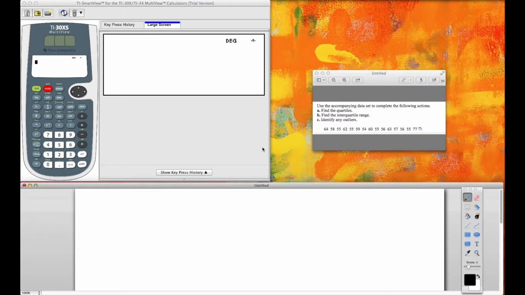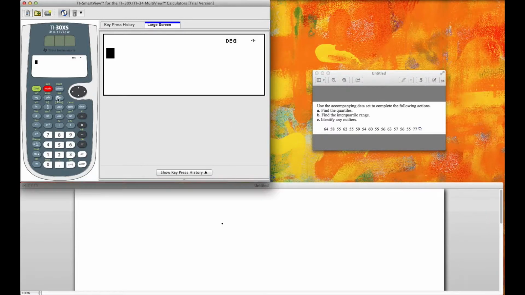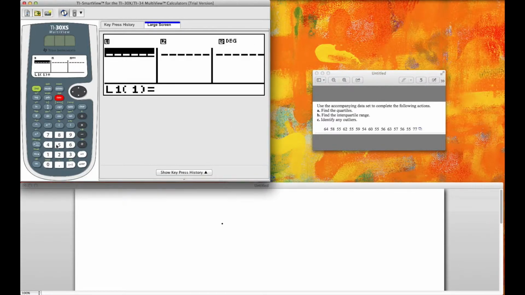In this video, I will show you from a list of numbers how to find the quartiles, the interquartile range, and to identify any outliers, all quickly using a calculator. So here is our set of data, and we'll go ahead and go to our calculator, hit data, and let's go ahead and put in the values.